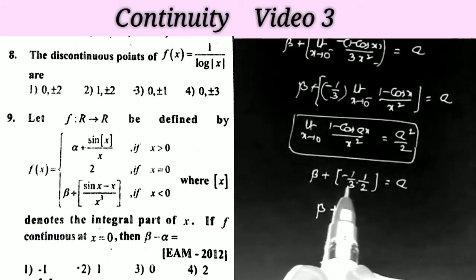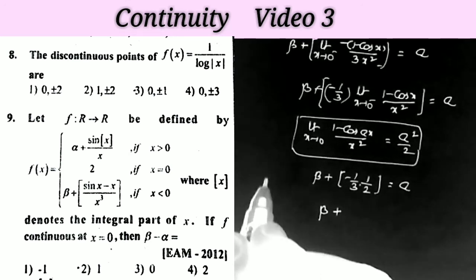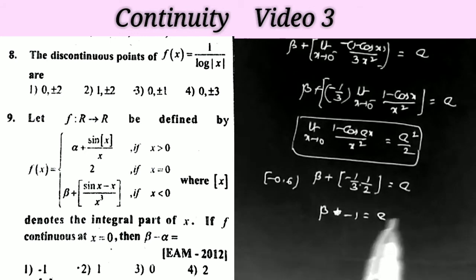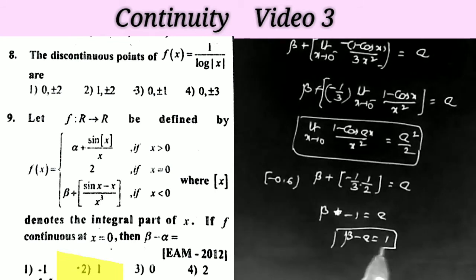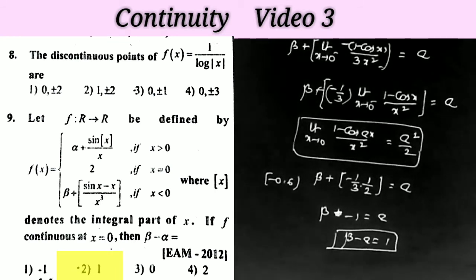So this is step of minus 1 by 6. Step of minus 1 by 6 is equal to minus 0.6. And what is minus 0.6 value? Minus 1. That is beta minus 1 is equals to a. Then the value of the beta minus a is equal to 1. That's all. And this is the second option.